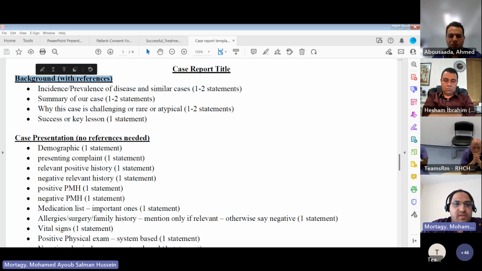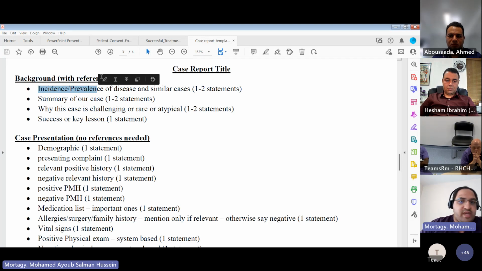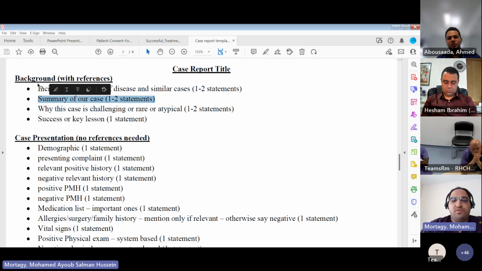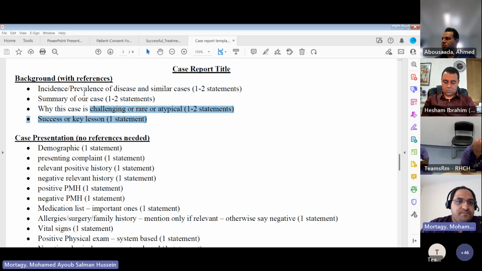So for background, you write maybe one paragraph. Let's say we're talking about Moyamoya and Graves' disease, for example. You write about the incidence and prevalence of Moyamoya and Graves. If you find any cases in the literature, you should mention we found similar cases, or we didn't find any cases like this case. That's why it's interesting. And then you summarize your case in 1 to 2 statements, and then 1 to 2 statements on why this case is challenging or atypical, and then summarize your key lesson or success in managing this difficult case, or whatever is unique or rare about your case.